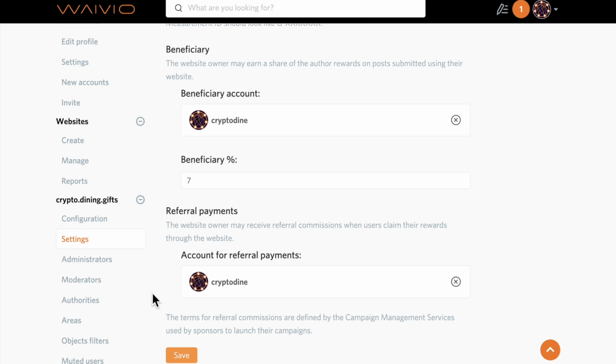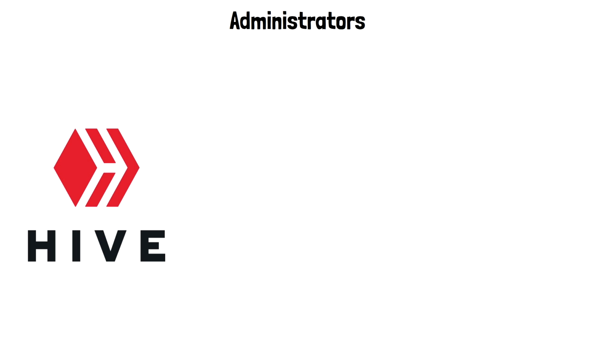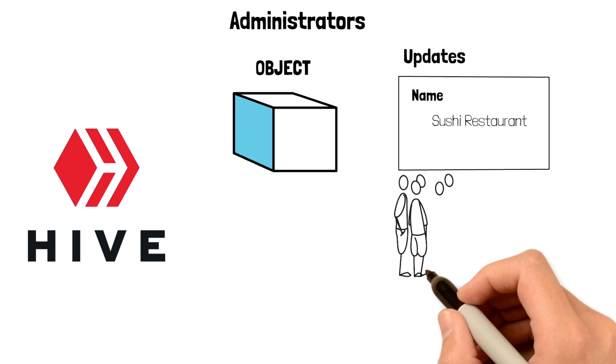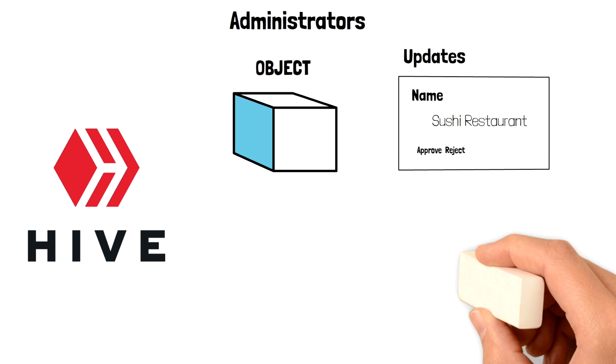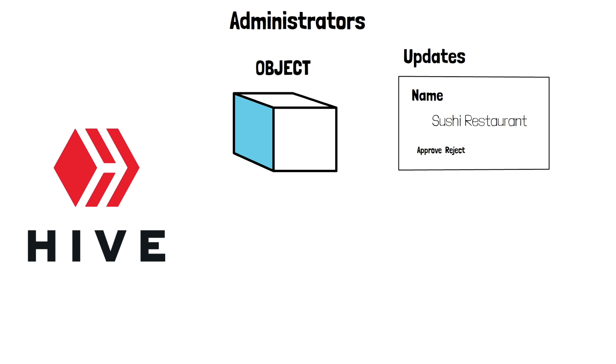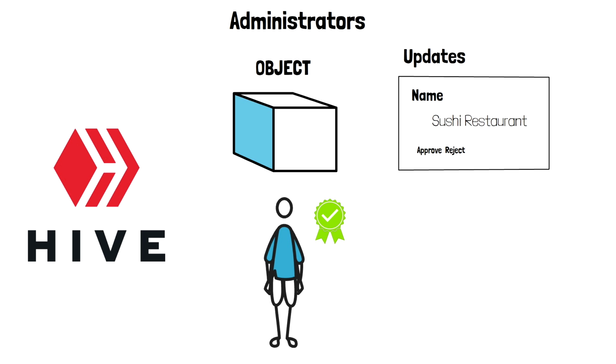Next, on the menu panel, you will see Administrators, Moderators, and Authorities. Let me explain the function of each one. Administrators. Hive is a public blockchain, and any user can post updates to any object. The Hive community then approves or rejects these updates. But sometimes it is essential that certain objects appear on the website exactly as intended by the site operators. To do this, you may grant admin privileges to some Hive users.